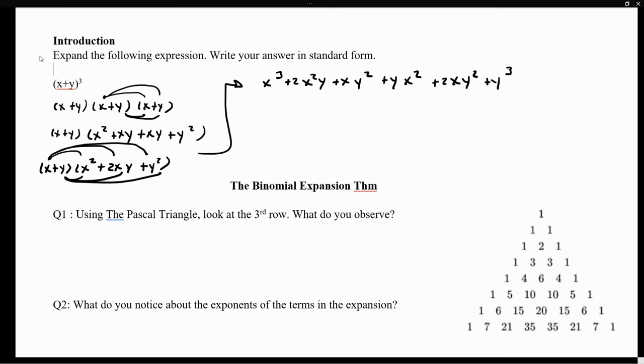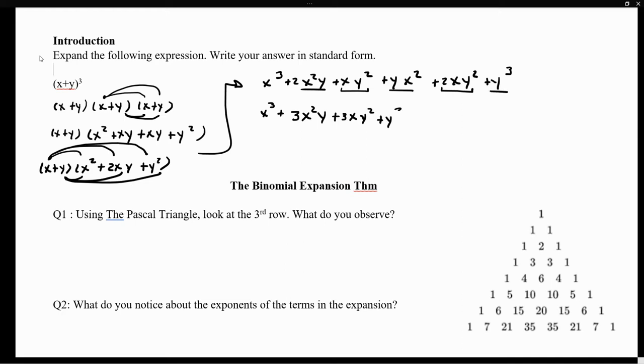Now, to write in standard form, let's see if we have any like terms. So x cubed is the only term, so we're going to bring it down. But now notice that we have two terms with x squared y. So we're just going to add them up. 2 plus 1 is 3. So we have 3x squared y. And the same goes with x y squared. Notice that we have one here, x y squared, and we got 2x y squared. So if we add them up, we have 3x y squared. And lastly, we just have that y to the third.